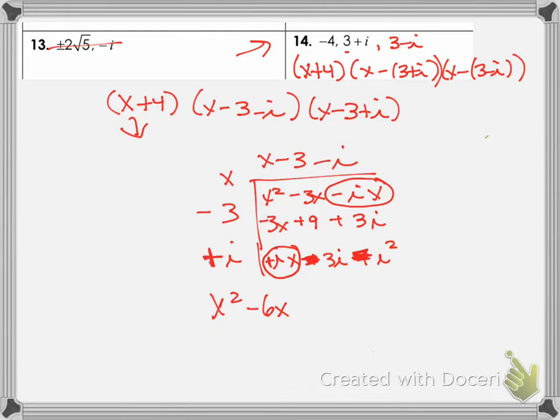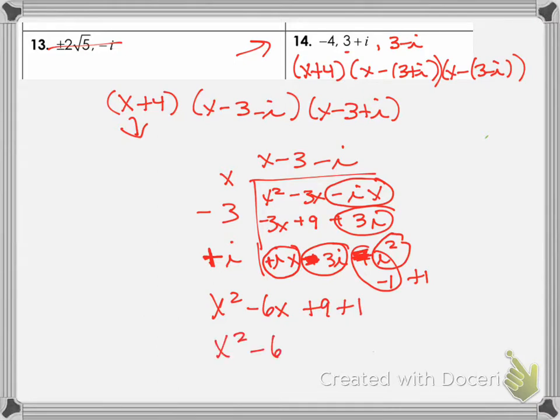So make those two go away, and then the 3i and the negative 3i go away. And this turns into negative 1. And so I know negative of a negative 1, so this whole thing becomes plus 1. So I have plus 9 plus 1. So x squared minus 6x plus 10. Isn't that crazy that it just comes out to be that easy? Now that's not the answer.